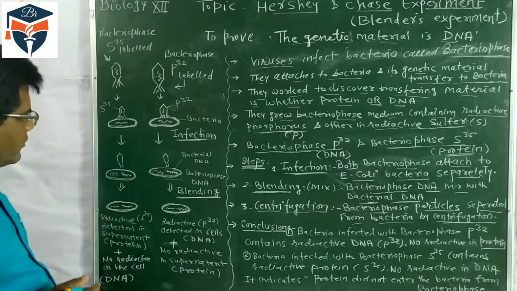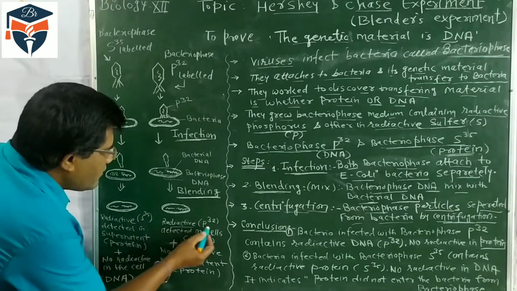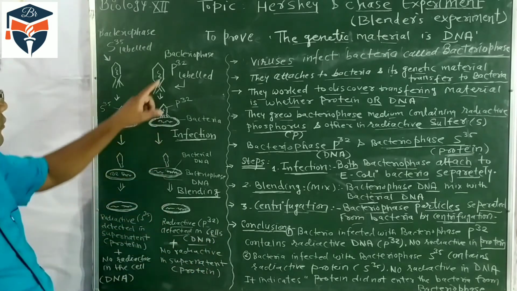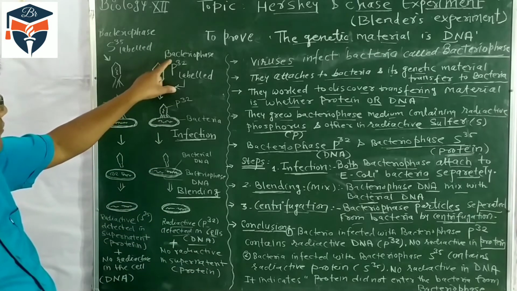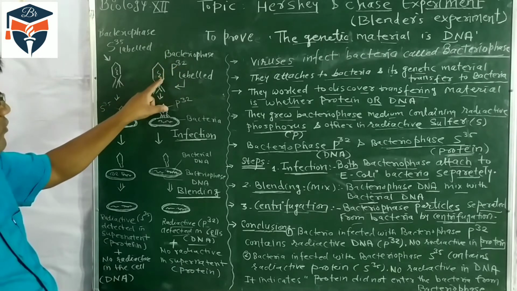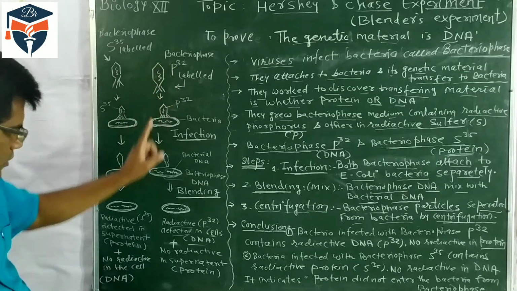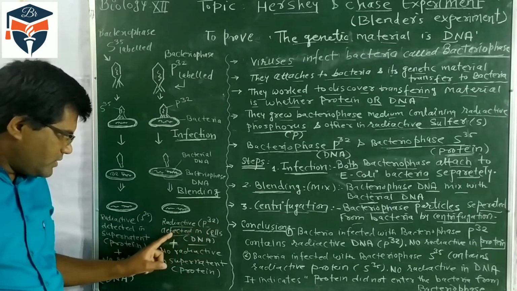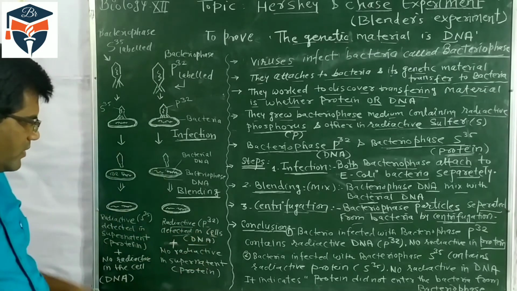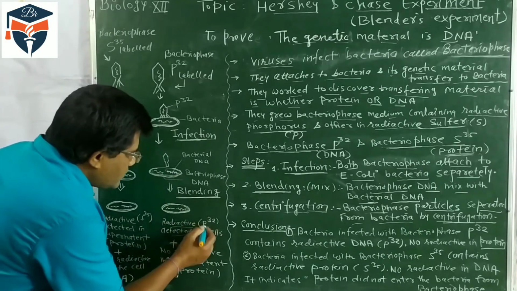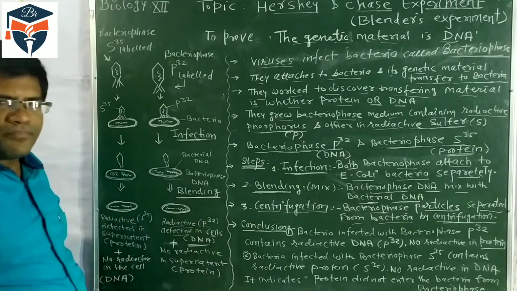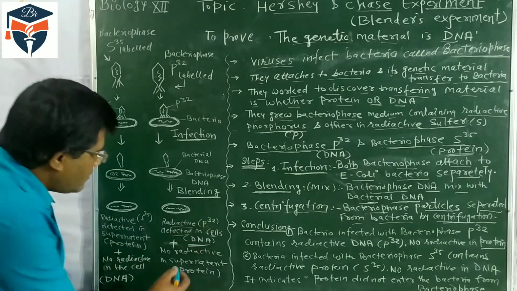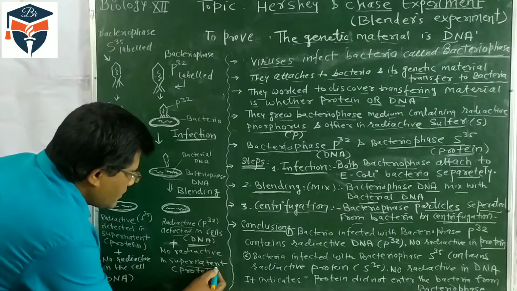So what is observed? The radioactive phosphorus is detected in the cell. The material which was present in the bacteriophage, P32, the radioactive phosphorus, is detected in the cell. It means this radioactive phosphorus was present in the DNA. So in the DNA content there was phosphorus, but no radioactivity in the suspension.